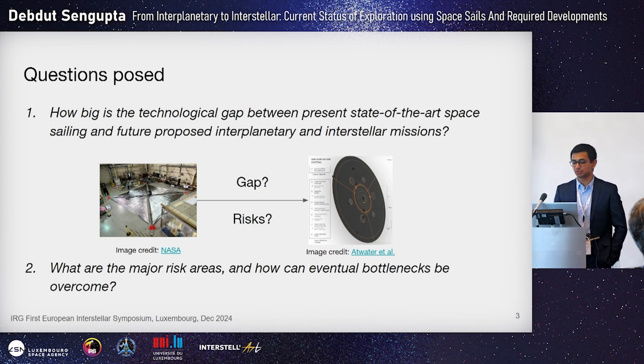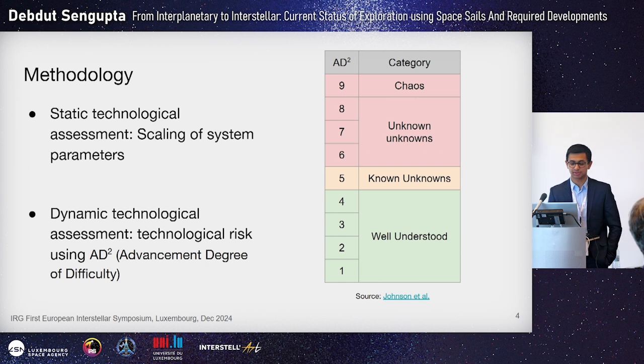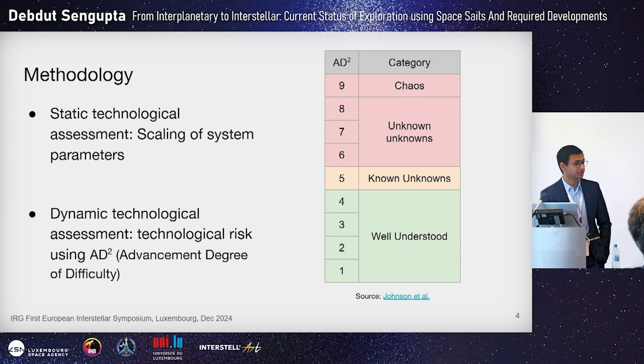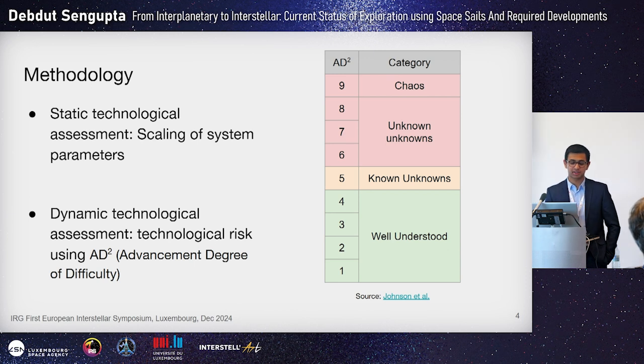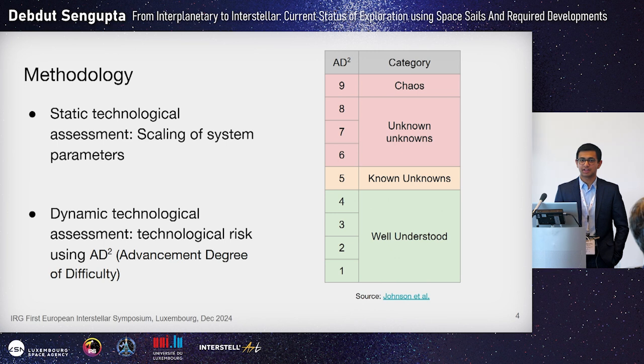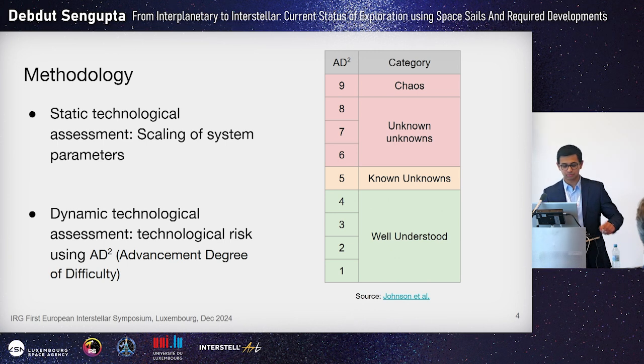So to answer these two questions, we chose two methodologies. Firstly, we wanted to do static technological assessment using standard multiplicative scaling of system parameters. And secondly, we wanted to look at dynamic technological assessment, so technological risk. And for this, we chose to use the advancement degree of difficulty.